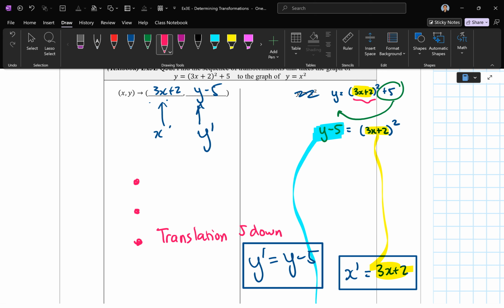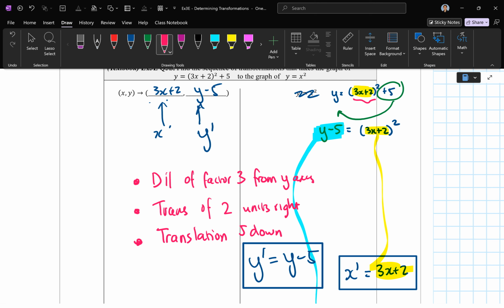Dilation. What is this dilation, Samuel? There's a dilation of 3. Yes, that is correct. So dilation of factor, make sure to put in the word factor, 3 from y-axis. Very good. And then the last one, obviously, it is translation of 2 units right.